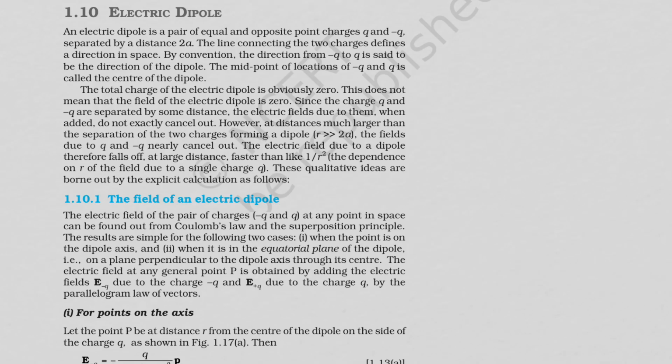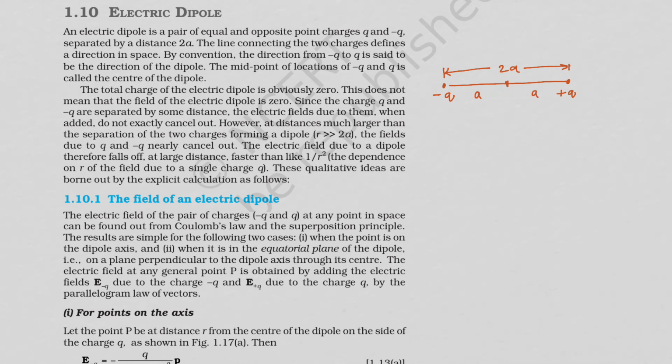Electric dipole is an arrangement in which there are two charges. One is a negative charge and the other one is a positive charge, which are fixed in space by a distance, and this distance between these two charges is considered 2a. So from the center of it, both the charges are a distance a away.